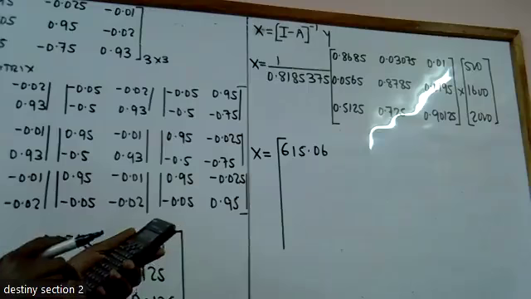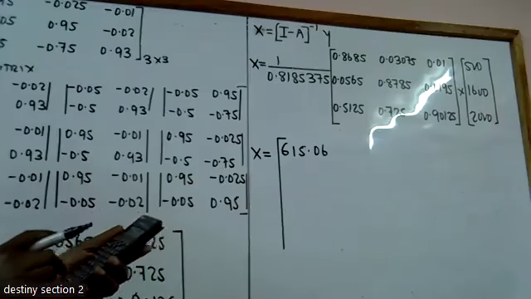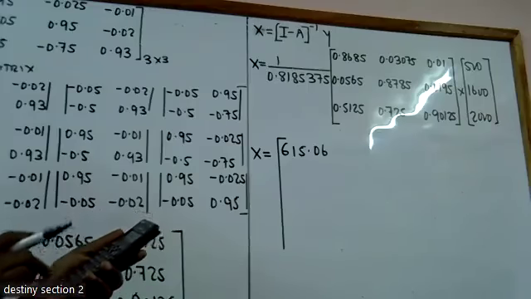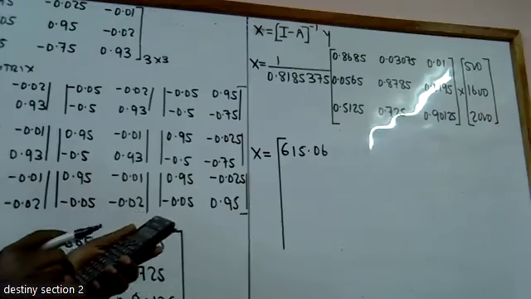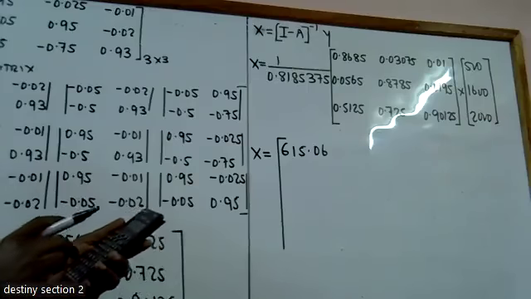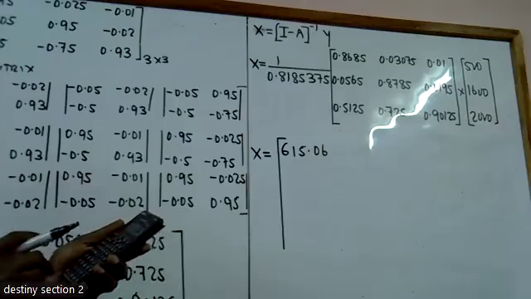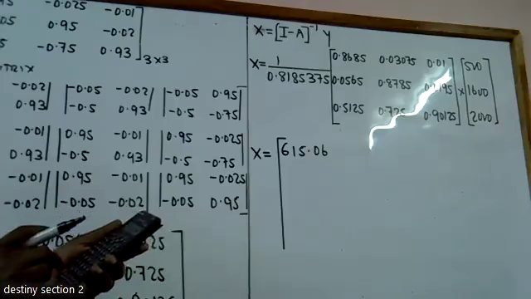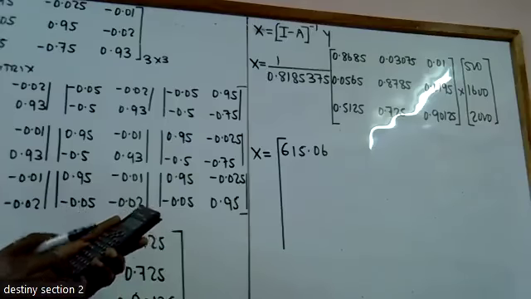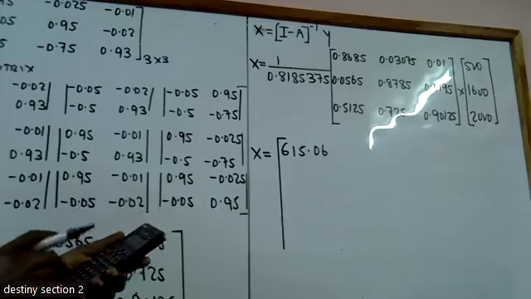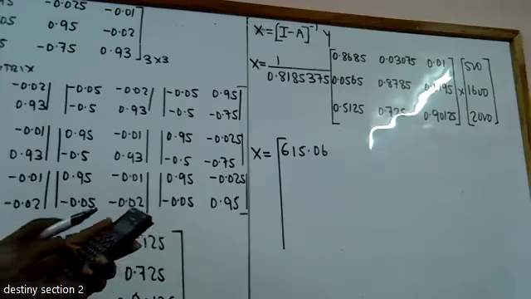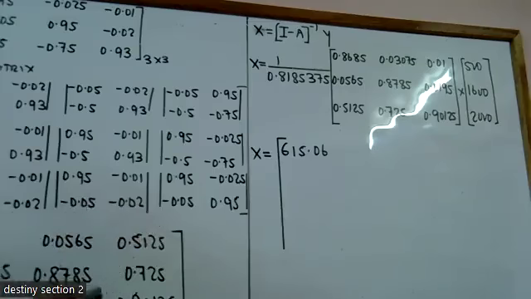Useme 0.0565 times 500 plus 0.8785 times 1600 plus 0.0195 times 2000 equals, divide by 0.8185375 equals. Send me the answer.